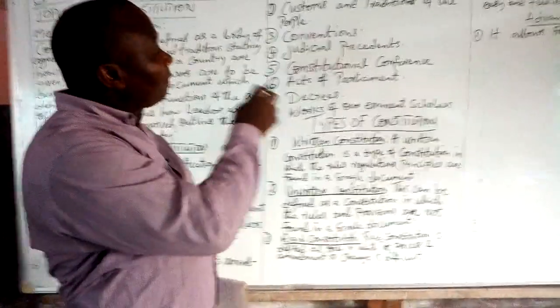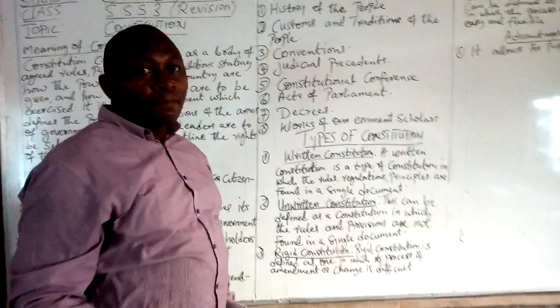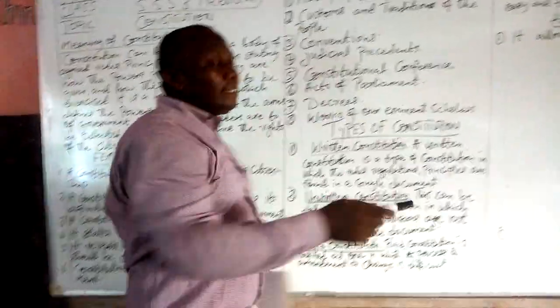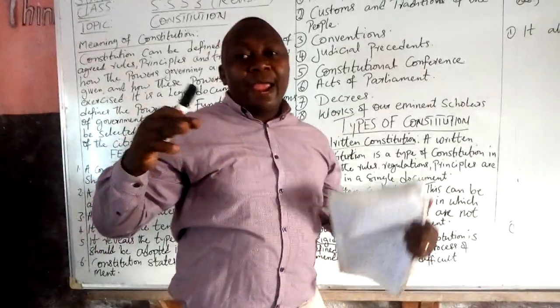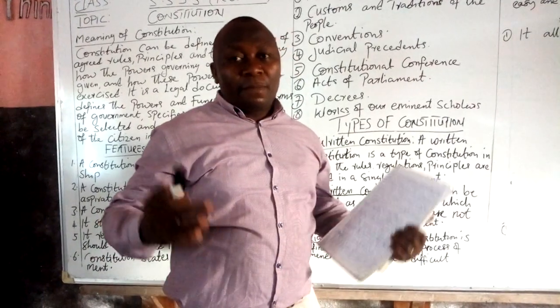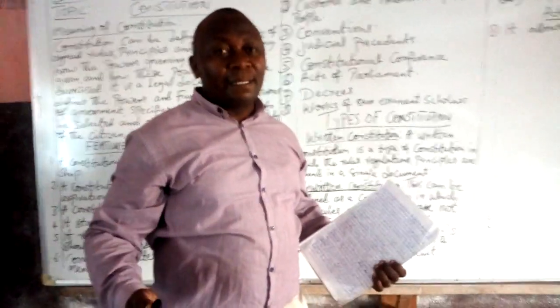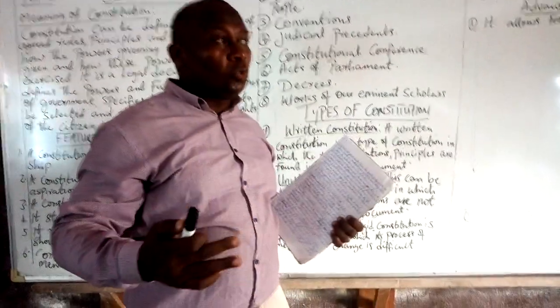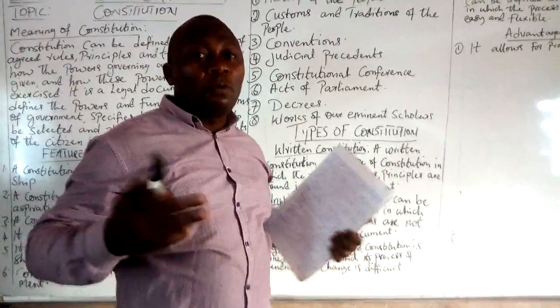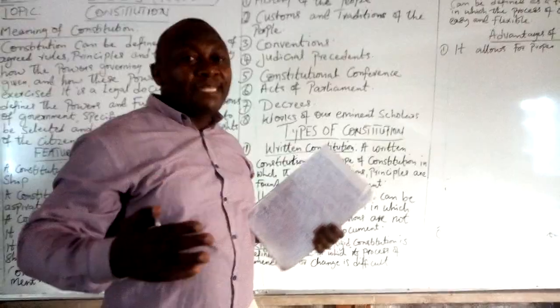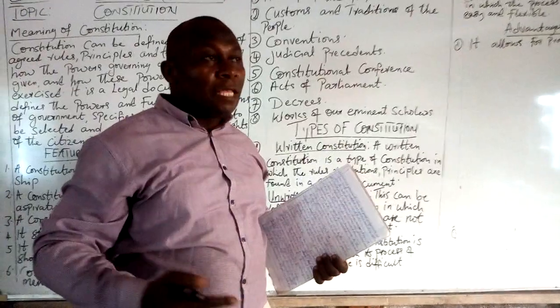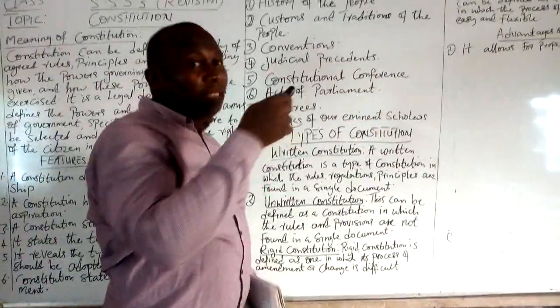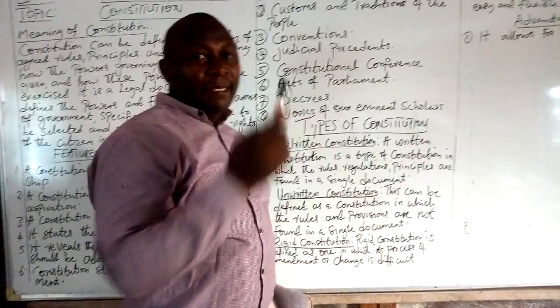Another source of constitution is the constitutional conference. Constitutional conference is a situation whereby every ethnic group, or we have about 36 states in this country, we get a representative to represent them, and we discuss issues that concern how the country should move forward, or if there's any conflicting issue in the constitution that needs amendment, in the constitutional conference, that should be addressed there.